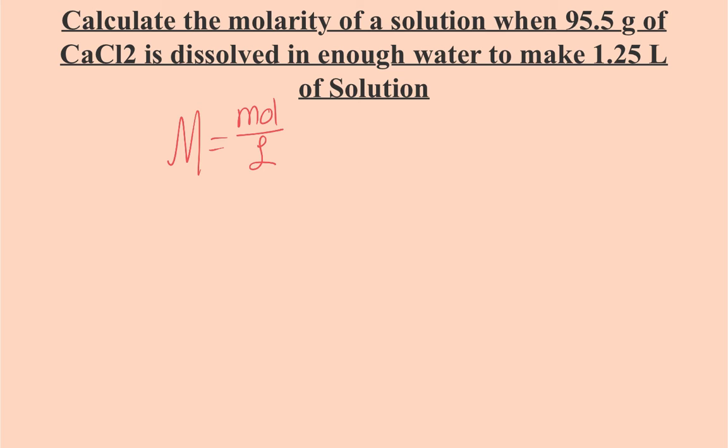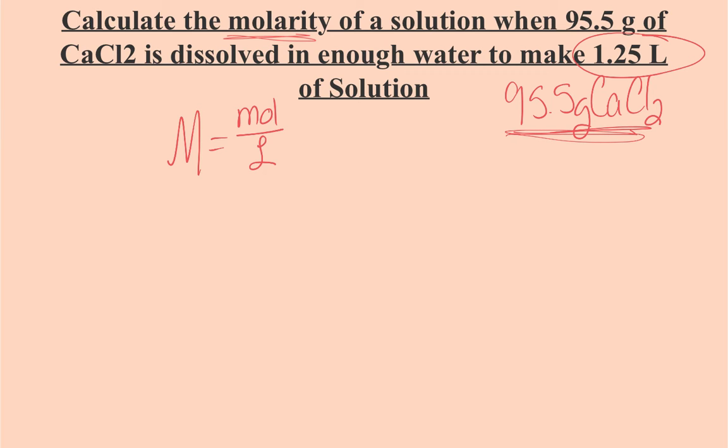If I want to do an example problem, I want to calculate the molarity of a solution when I have 95.5 grams of calcium chloride, and I want it dissolved in enough water to make a 1.25 liter solution. So what's my molarity going to be? Well, first of all, it gives me grams, and that doesn't mean anything. You have to put everything in our normal units, so I need to change that to moles.